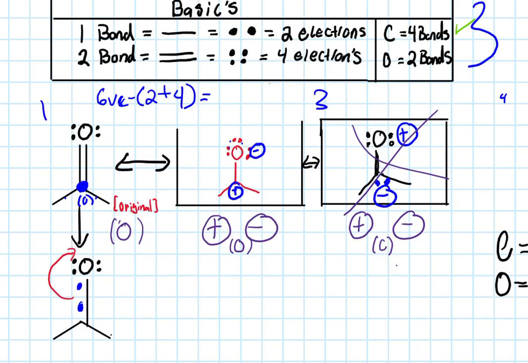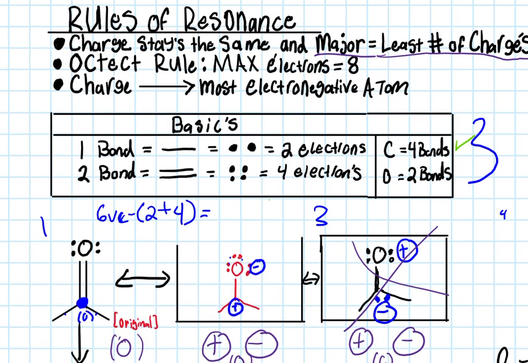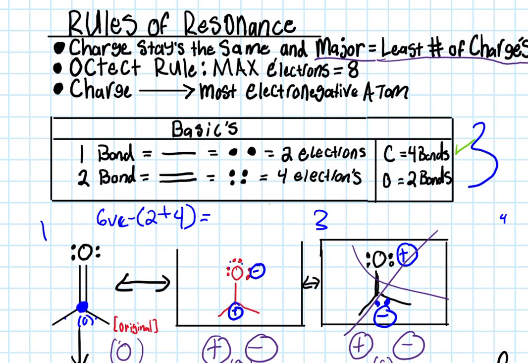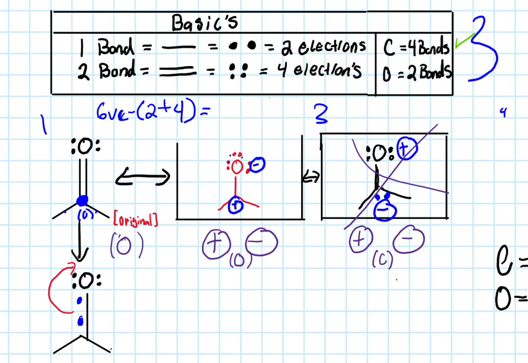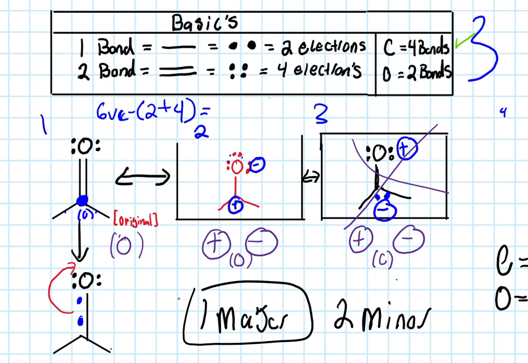So now which one's the major and which one's the minor? We said that the one with the least amount of charges is going to be the major. So as we see, the first one right here has 0 charges in comparison to the second one. Therefore, the first is going to be the major, and the second one is going to be the minor. All right.